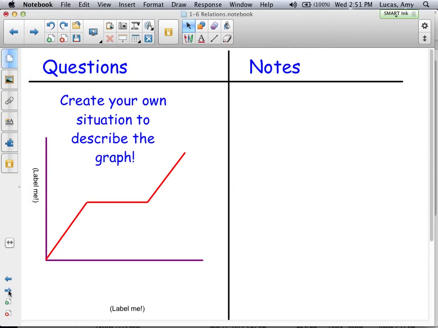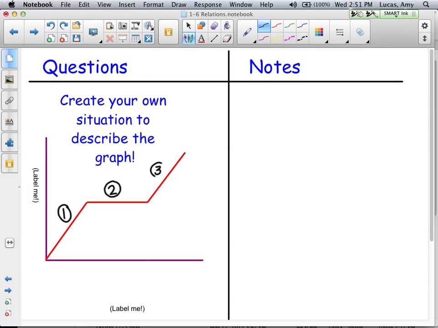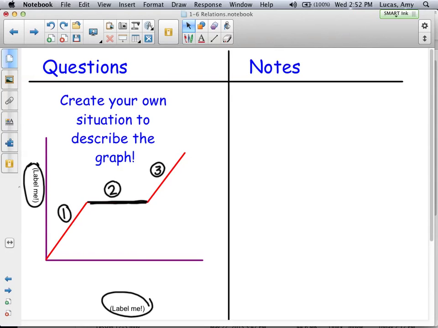Next, another one where you have to make up your own situation. This one has only 3 pieces, and I want you to really focus on what this piece right here represents when it's horizontal. What would that represent? So based on what you choose to label your X and Y axis with, make sure that it makes sense that you would have this flat section of your graph. And if you're confused about what that flat section would represent, please make sure that you ask about it in class. There's a couple different things that it can represent. It just depends on the situation that you create and whether or not it makes sense.